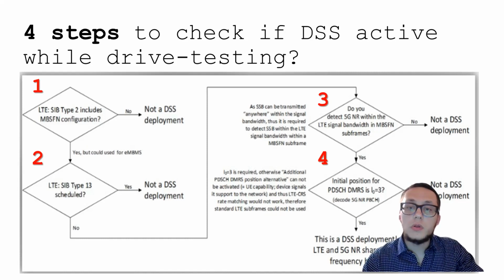If it is possible, if it is successfully completed, we can try to find some initial positions for PDSCH DMRS. And if it is completed successfully, we can be 100% sure that that cell supports DSS deployment. But I believe that the first 2 steps would be enough in most of the cases.